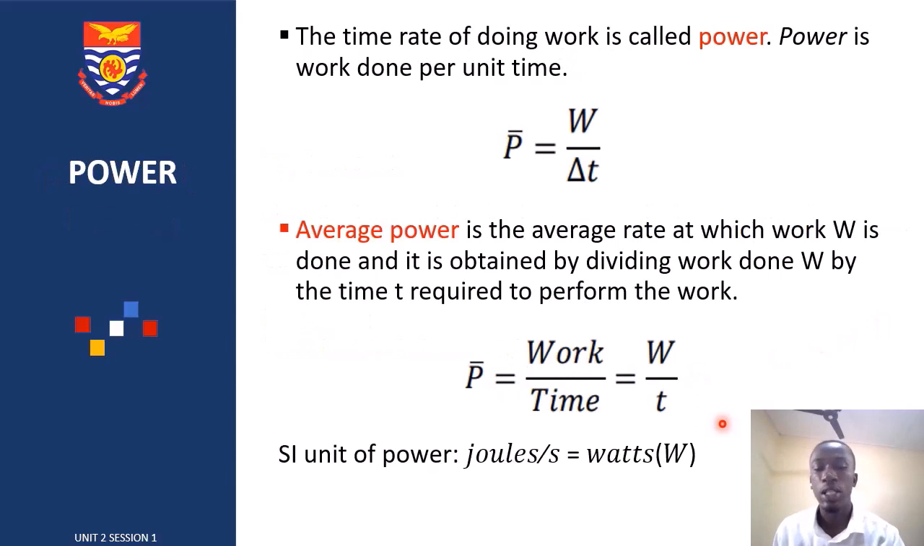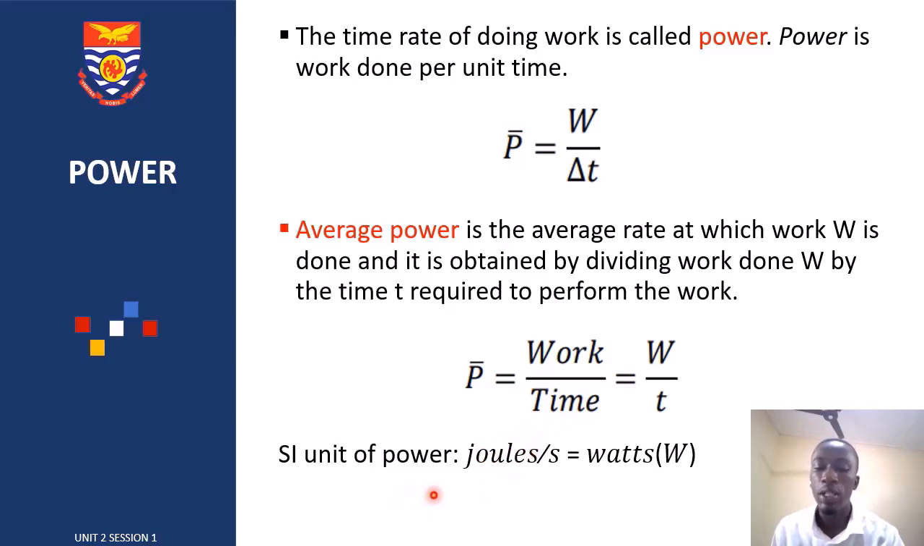Let's look at power. What is power? Power is the work done per unit time, the rate of doing work. So mathematically we represent power as what? The work done over the change in time. And the average power can be defined as the average rate of work, that's our W, or work done, and it is obtained by dividing the work done by the time required to perform the work, so it's also work done over time.